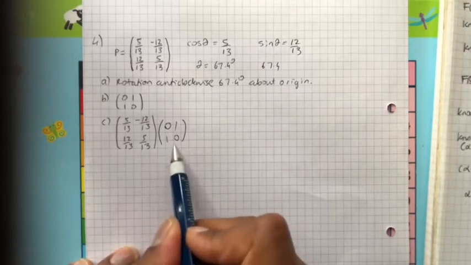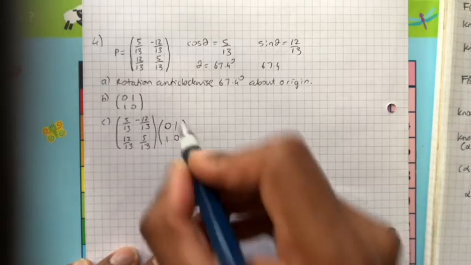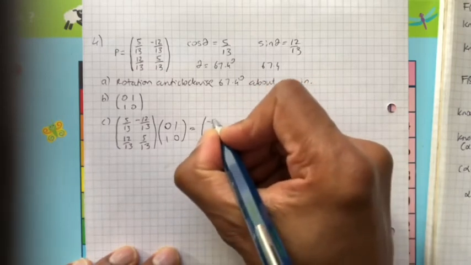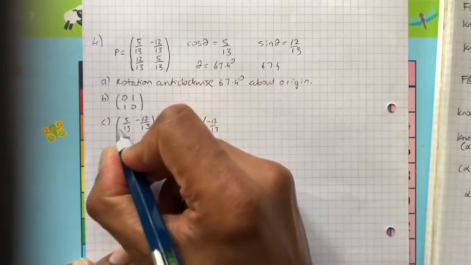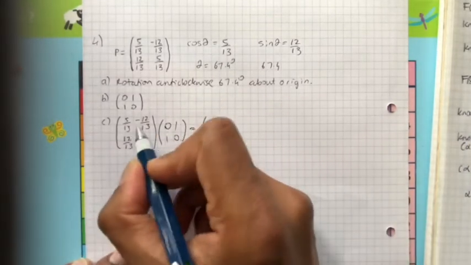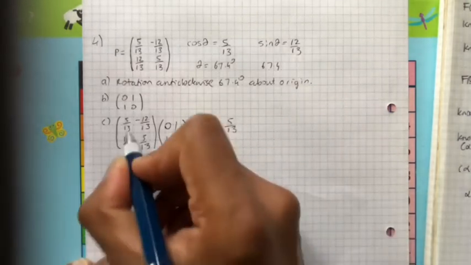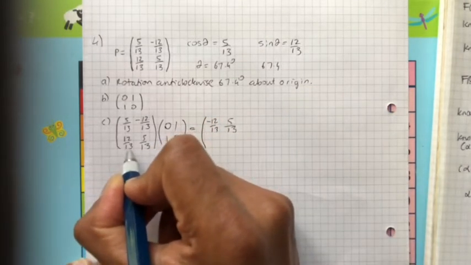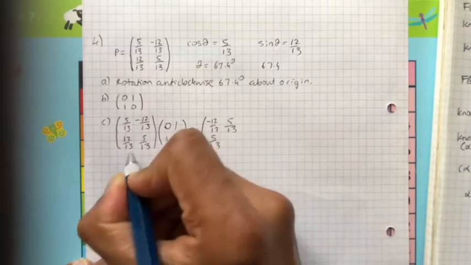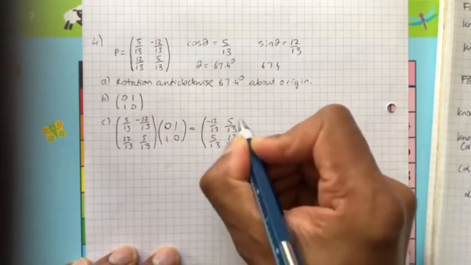So it says V followed by U, so V goes on that side. And then if we work that out, those two times those two will give us minus 12 over 13, those two times those two will give us 5 over 13. So bottom row, for the bottom left, we go through those two, so that again is 5 over 13, and for the bottom right, that will give us 12 over 13.